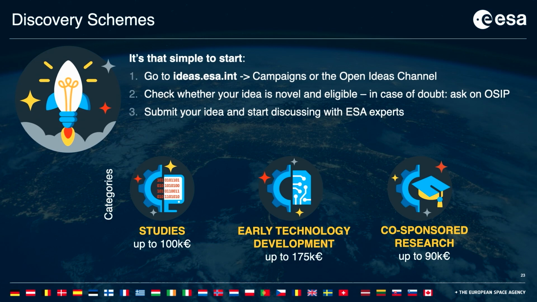At the moment, we have three implementation schemes: studies, early technology development, and co-sponsored research. Studies and early technology development are up to 12 months, while co-sponsored research could be longer, because it could also be a PhD project. So you are really welcome to submit your proposals as long as your idea is novel and related to space technology.